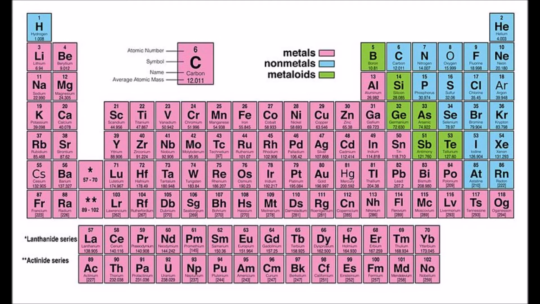That's their order. You look at line 2, you see lithium with 3, beryllium with 4, then boron with 5, carbon with 6, nitrogen with 7, and so on and so forth. And the atomic number is simply the number of protons that are present within the nucleus.